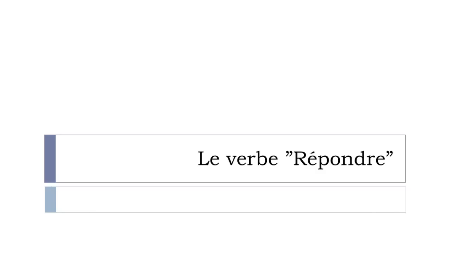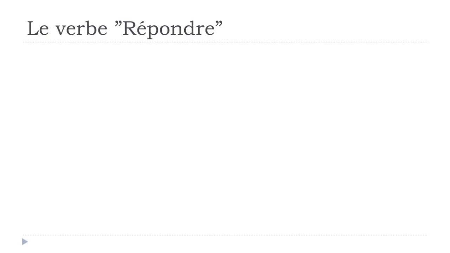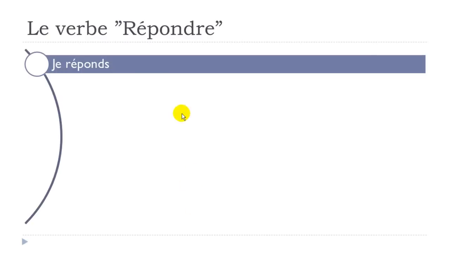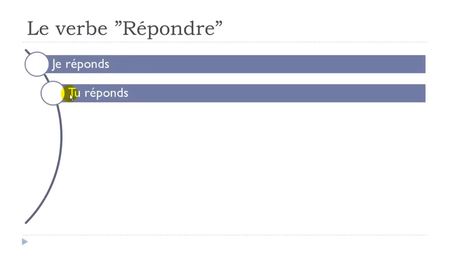Le verbe répondre. Répondre means to answer, so it's quite useful. And then, well, it belongs to the third group of verbs, so we'll see how to conjugate this verb répondre at the present form. So let's see now the first form. Je réponds. Okay, so you can see that D and S here are not pronounced. Je réponds. Tu réponds. Well, exactly the same form, so the same pronunciation.